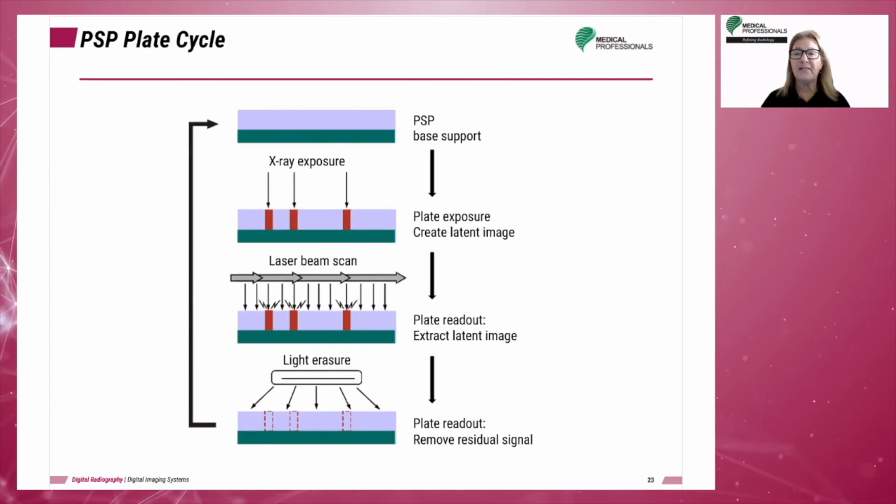Once the plate has been scanned and the image data sent to the ADC, the plate is erased by exposing it to intense white light. This forces the holes, or traps, to release any residual electrons. Following erasure, the IP is ready for use again. Overexposed plates may need to be erased more than once because they will retain some of the energy.